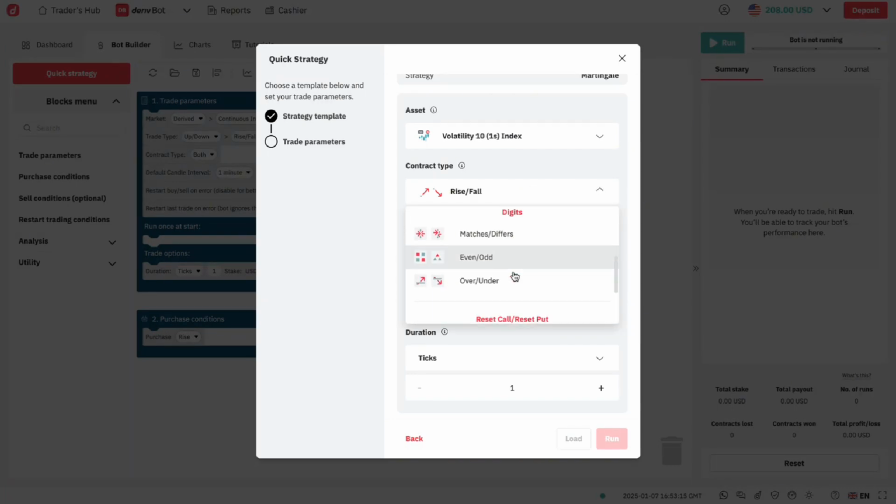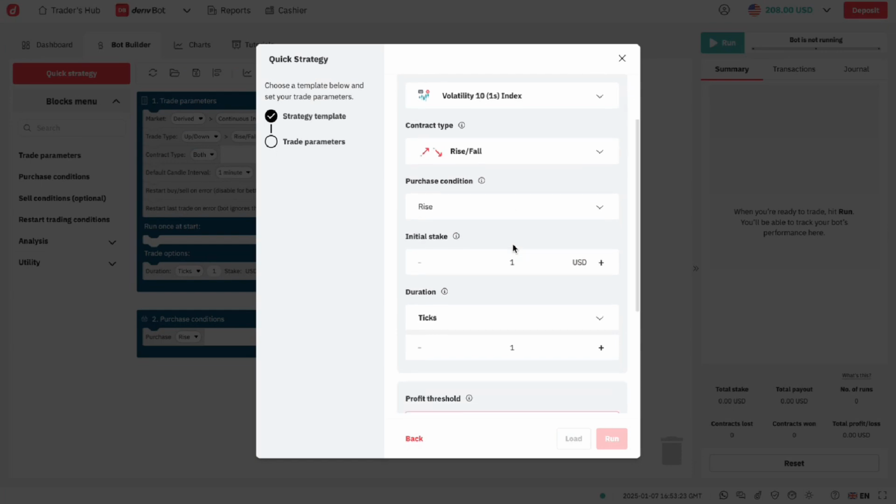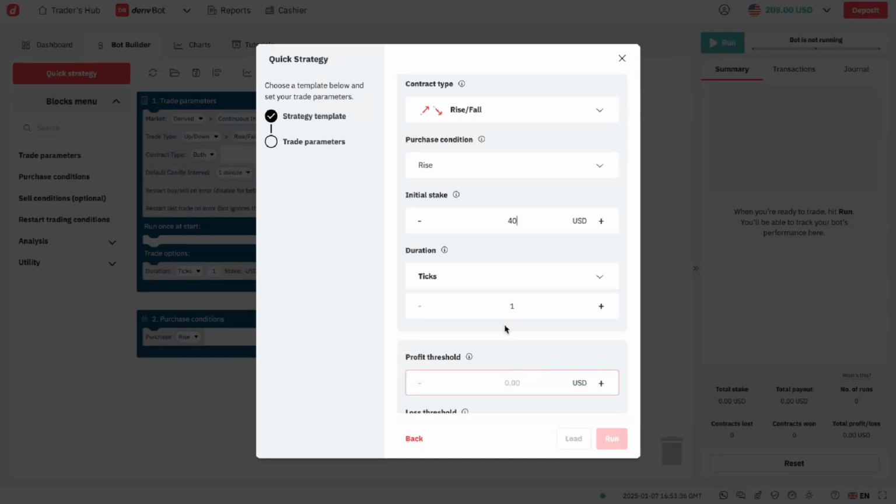There are a lot more. There's digits, there's even odd, there's matches and differs, everything else, but I want it to remain on rise and fall. And then we have the condition. For now it can either be rise or it can be fall. I'll leave it at rise for now. My initial stake, because I have $208, I'll be using $40. My ticks, I'll leave it as 1.